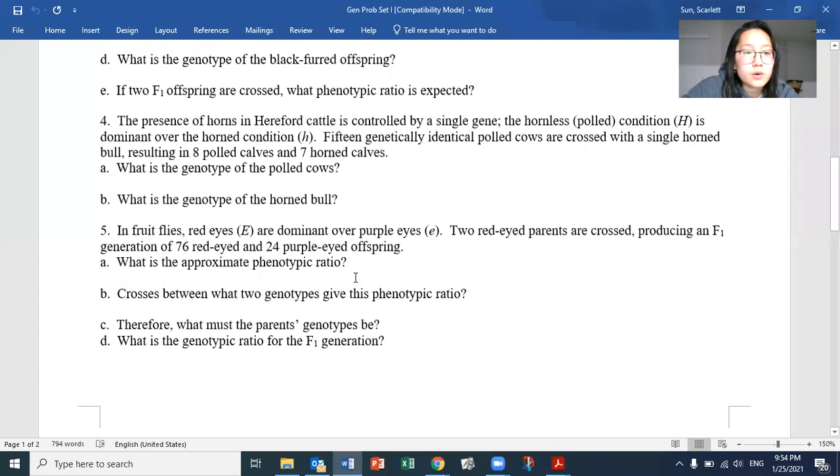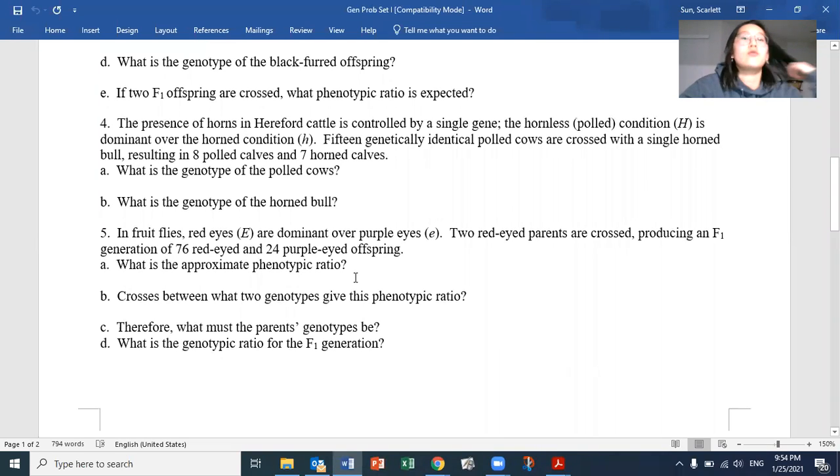For number 4, the presence of horns in Hereford cattle is controlled by a single gene. The hornless or polled condition is capital H. Polled is just the name for it. And that's dominant over the horned condition, which is lowercase h. 15 genetically identical polled cows, aka they have a capital H, are crossed with a single horned bull, which means that the bull has lowercase h, lowercase h. This results in 8 polled calves and 7 horned calves.